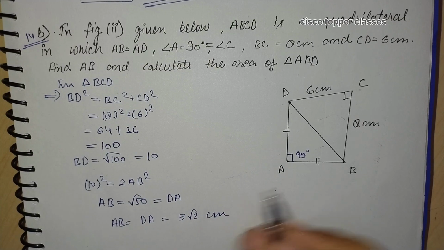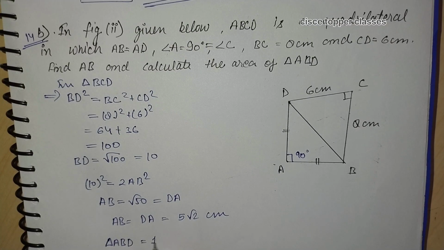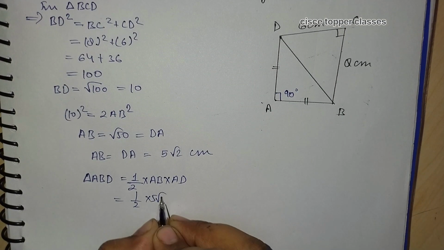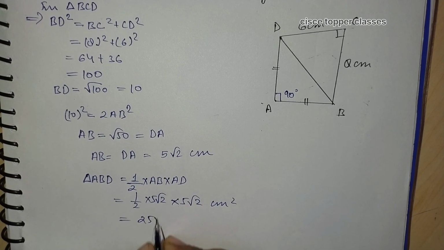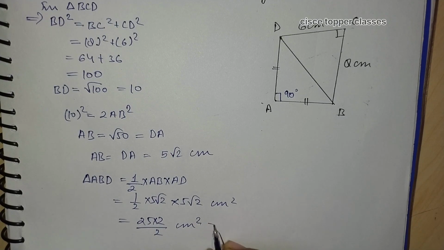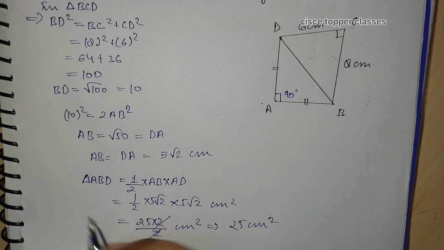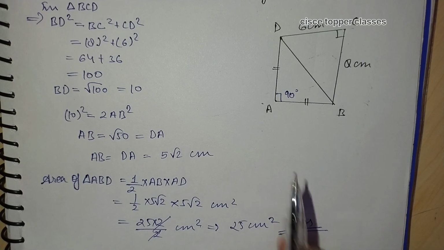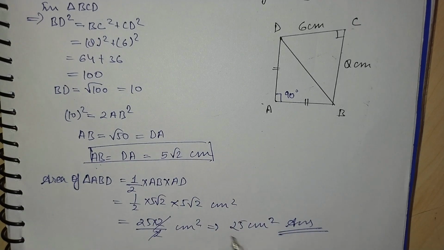From here we have to find the area of triangle ABD. So triangle ABD is equal to half of AB and AD. From here we will get it as half of 5 under root 2 into 5 under root 2 centimeter square. So we will get 25 into 2 divided by 2 centimeter square from here. On dividing it, we will get simply 25 centimeter square as the area of triangle ABD. So this is the final answer in this question. We have to find the value of AB here. So here we have found out AB also, and here we have found out the area.